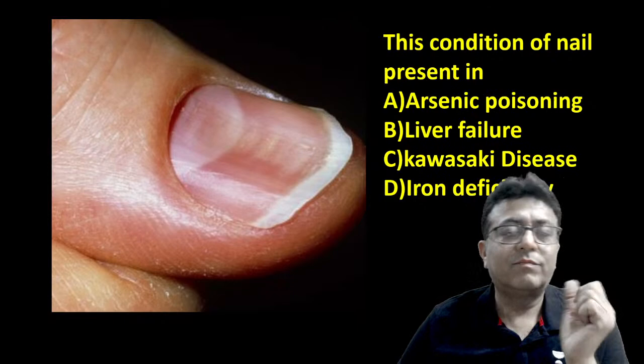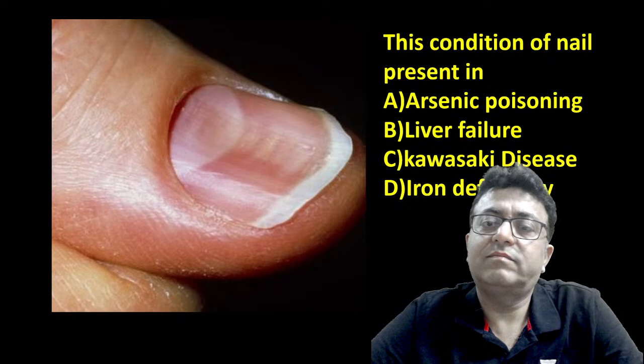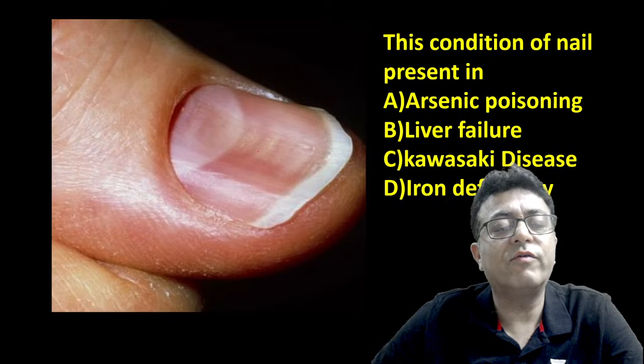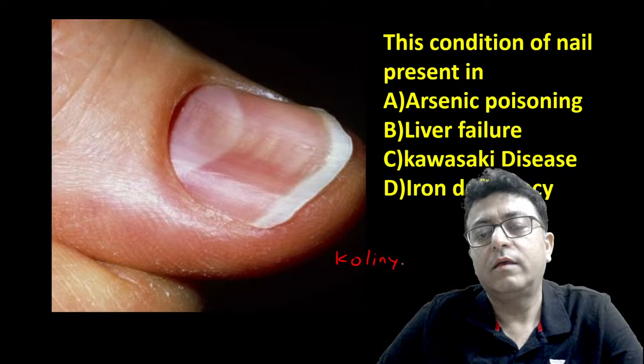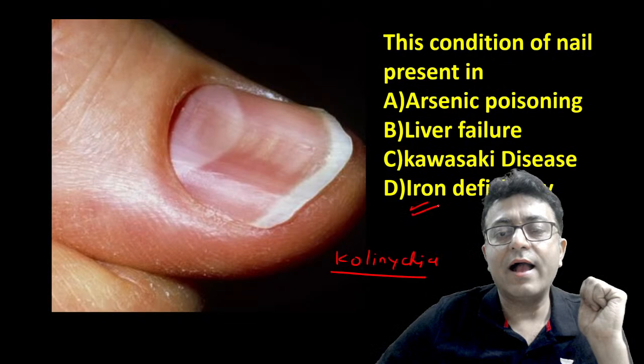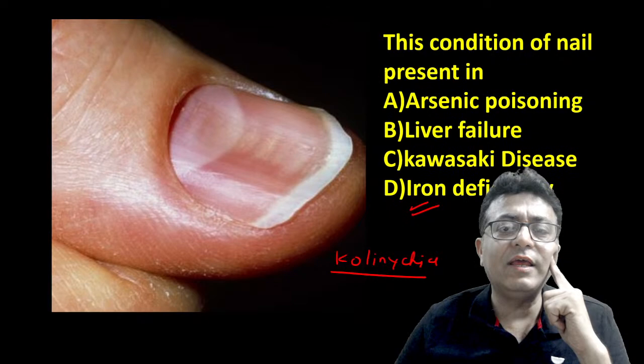Previous year question. This condition of nail is present in... This is spooning of nail, koilonychia. This is present in iron deficiency anemia. Last year question, image based. Koilonychia, this is iron deficiency anemia.